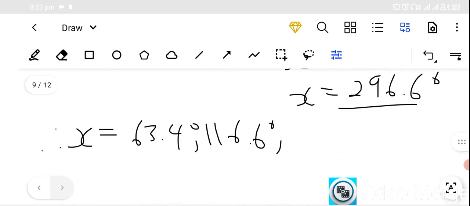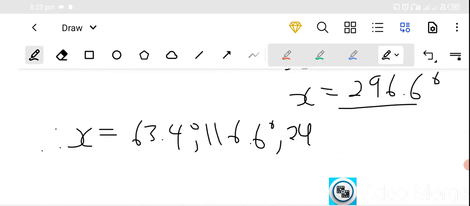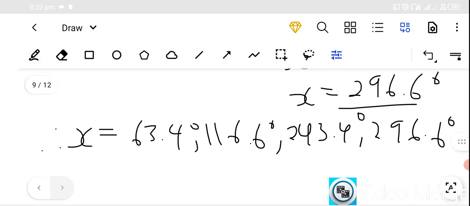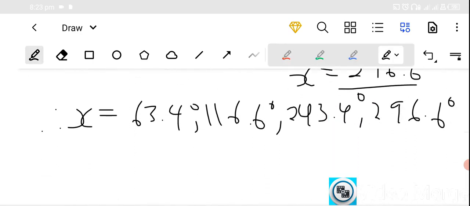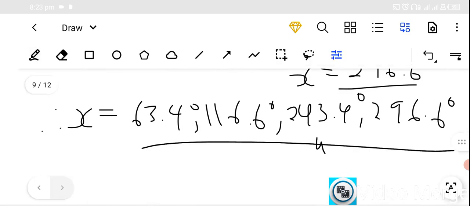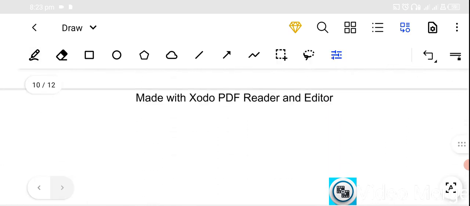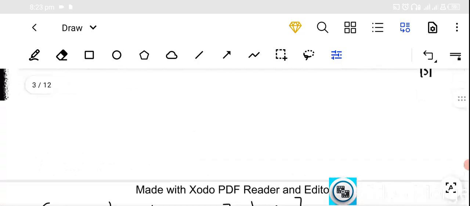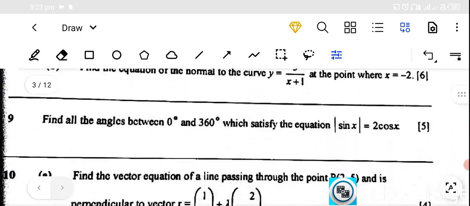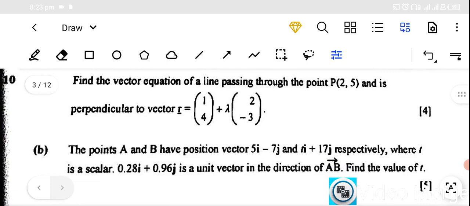Next is 243.4 degrees, and then 296.6 degrees. So I hope you can see that 243.4 degrees and then 296.6 degrees, and those are your marking points to get those 5 marks on that question. So that is the answer to question 9. Now we have question 10.